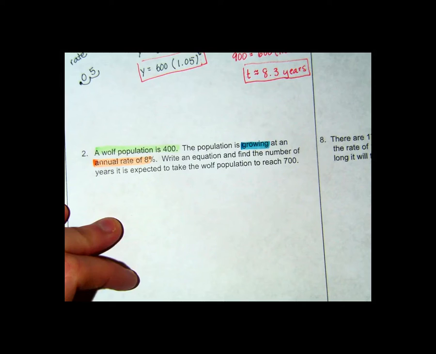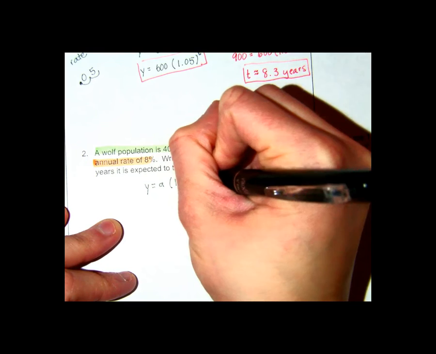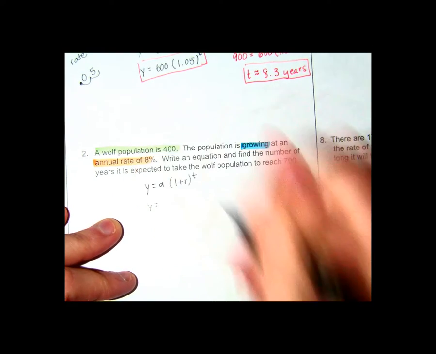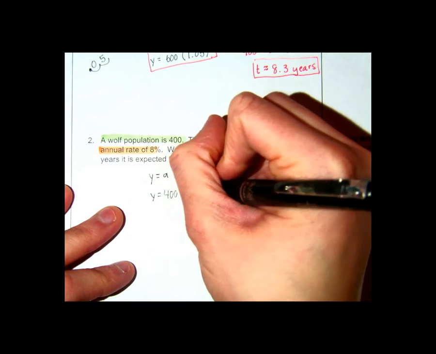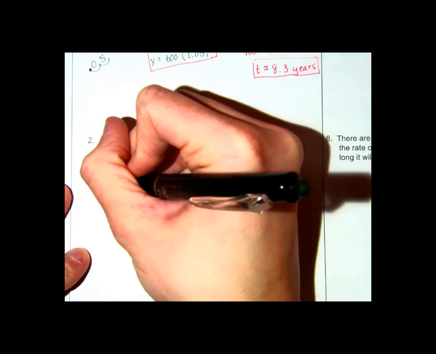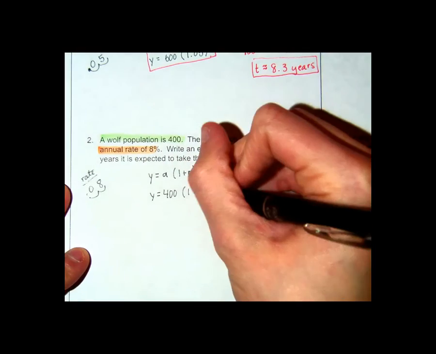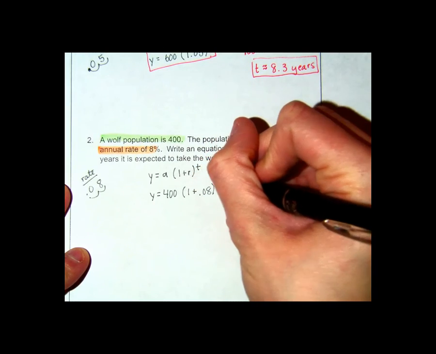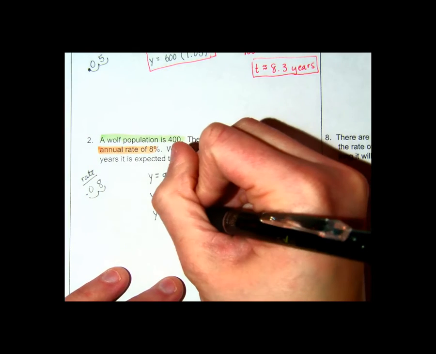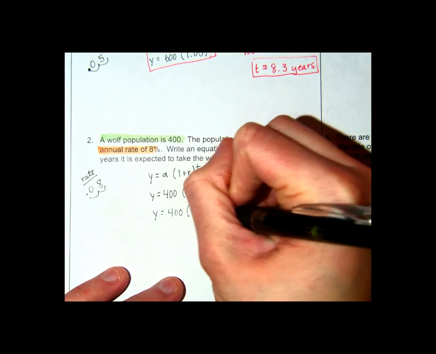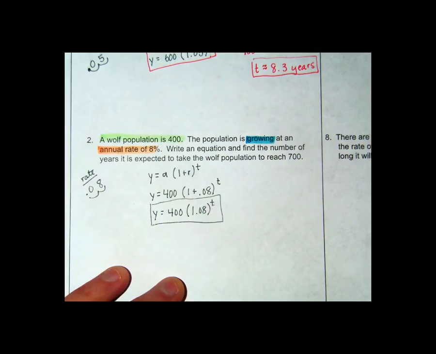From that sentence, I can write my equation. Y equals A, parentheses, 1 plus R to the T. Y equals, the beginning population is 400, 1 plus 8%, which is the same as 0.08, to the T. After a while, you can quit writing the rate down if you just realize it's 8%. So 400, 1.08 to the T. That is the first part. I'm finished with the first part.